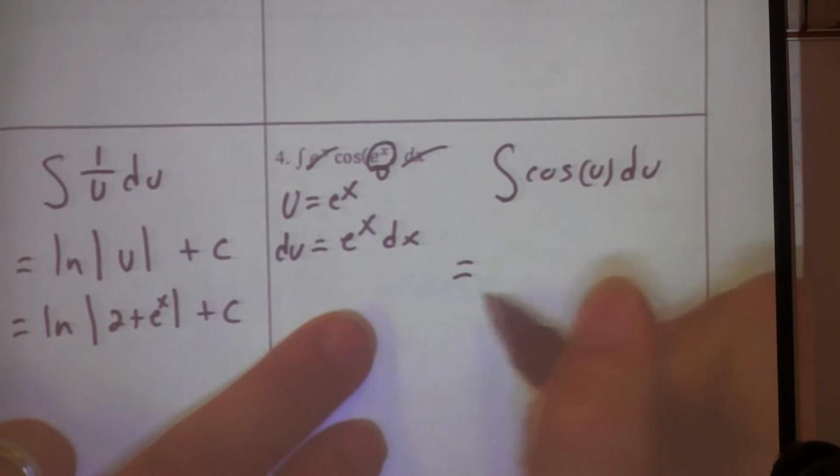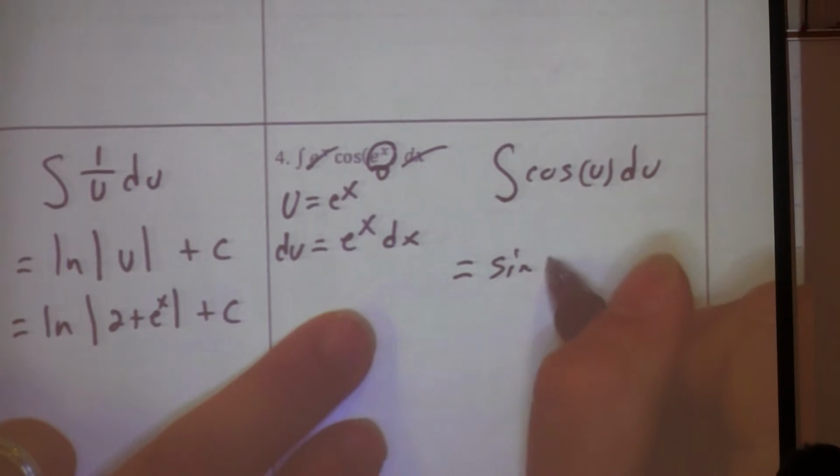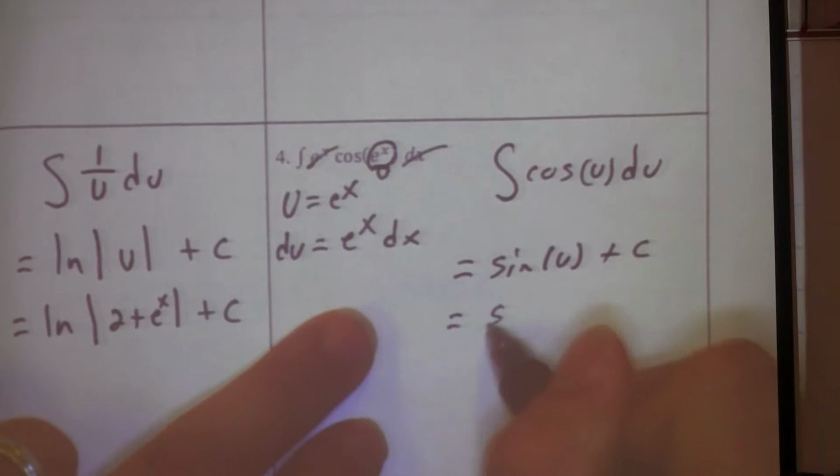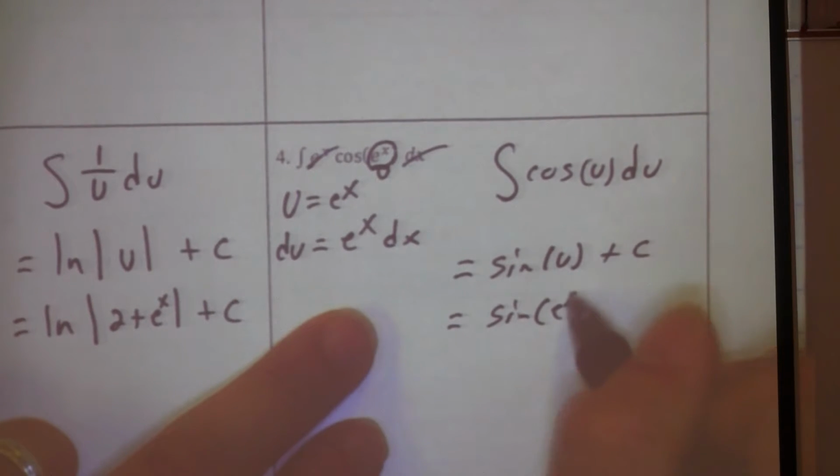Negative sign? Positive sign. Positive sign of u. So this ends up being sine of e to the x.